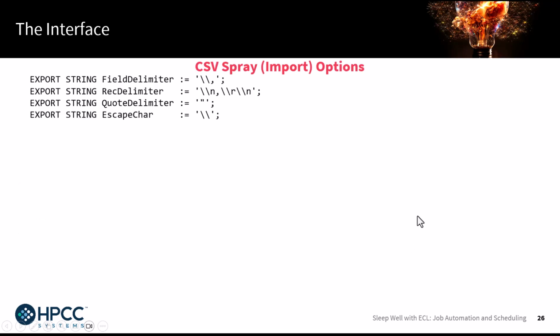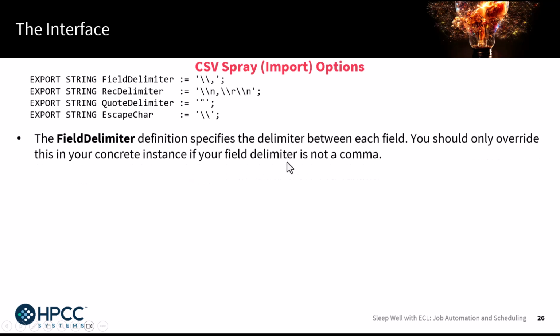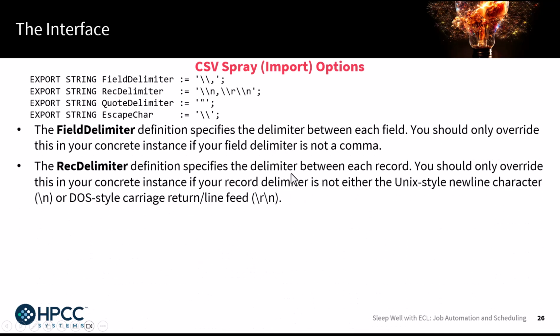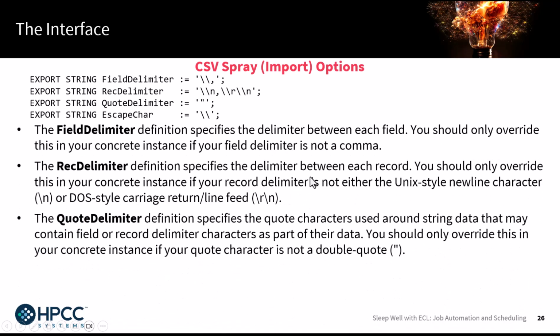Our CSV spray options, of course, some of these options you'll be familiar with: the field delimiter, the record delimiter, quote delimiter, and the escape character. These are all parameters that we use in our normal spray operations. So here's where you can set the default parameters. If you know that your record delimiter might change or your field delimiter is different from a comma, you will change it accordingly. Notice the double backslash there for the escape character that's being used in the ECL code.